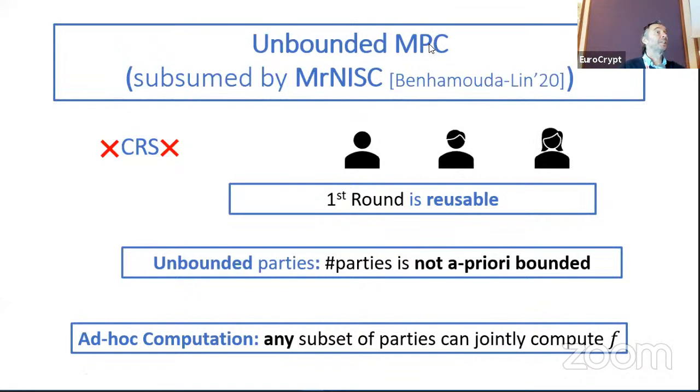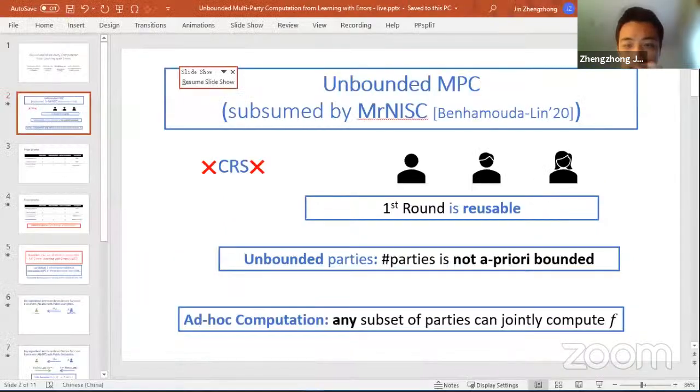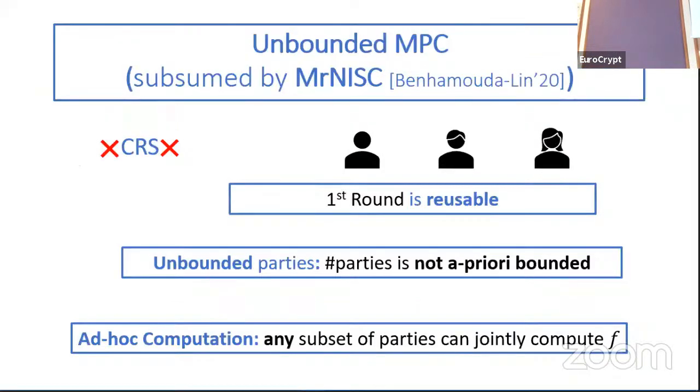A question. Once you say that you have unbounded parties, can a new party inject a new secret into this computation? Let's say we have updatable parameters that we can update with a new party which comes to this computation. Yeah, we allow new parties to join. Yes or no? Yes. Okay, thanks.